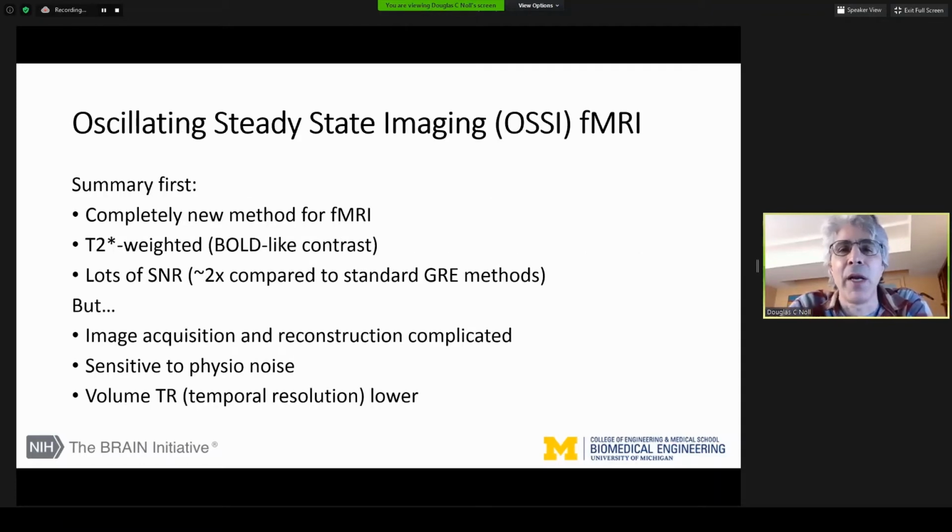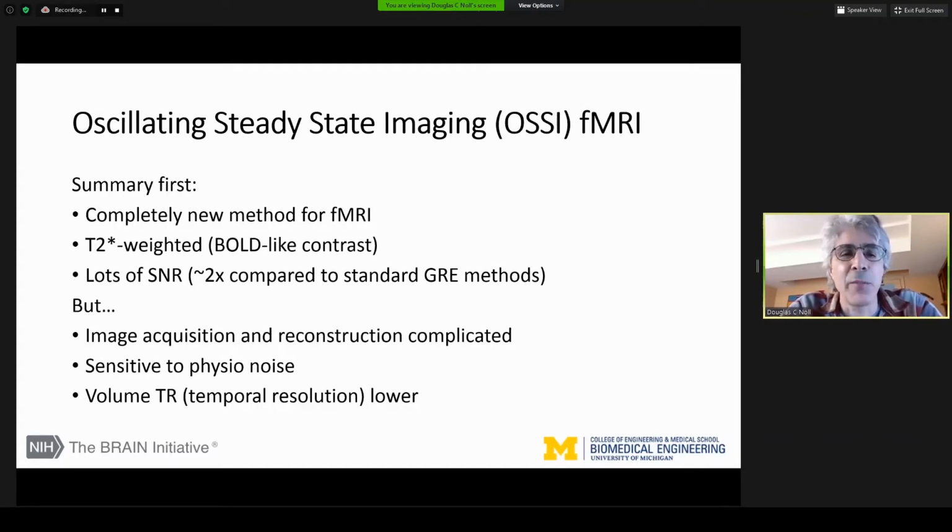Let me summarize the oscillating steady-state, or OSSI, fMRI first. So OSSI is a completely new method for fMRI. It provides T2-star weighted or BOLD-like contrast that most of us have gotten used to for fMRI studies. And it has a boosted SNR, on the order of twice as much SNR as standard GRE methods.